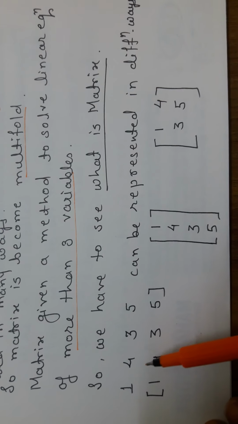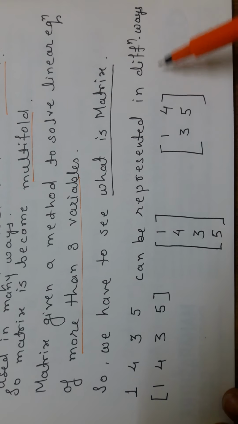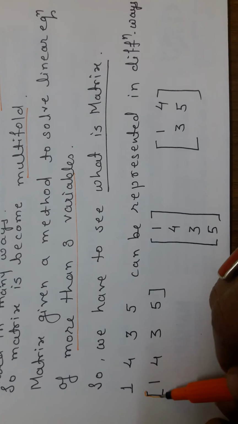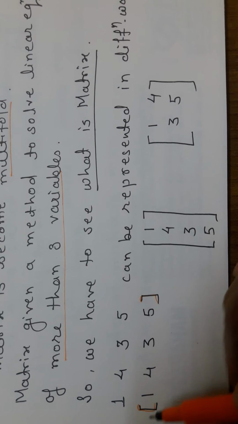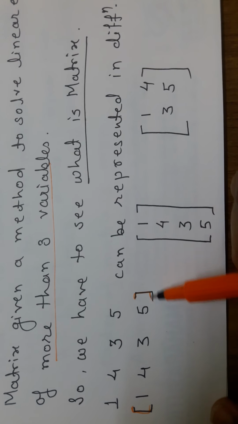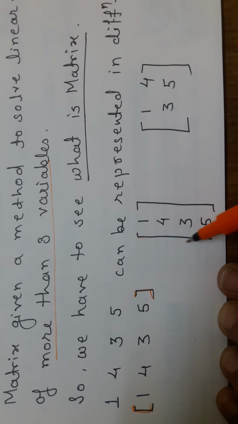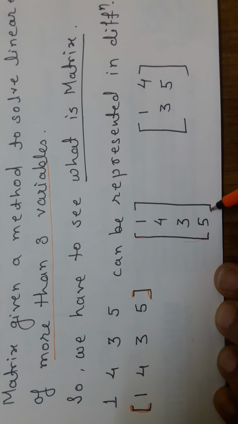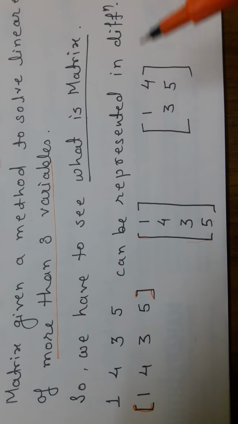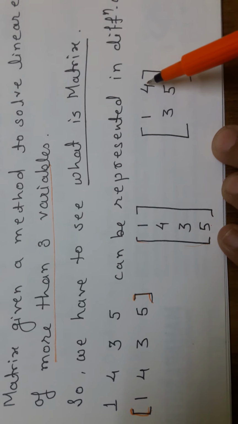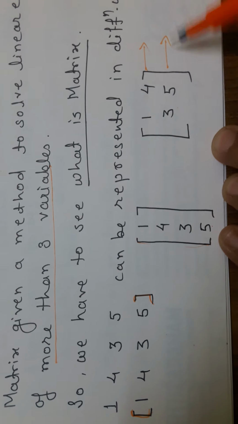If we have the 4 numbers 1, 4, 3, 5, they can be represented in different ways. In the first way, we have written 1, 4, 3, 5 without commas in a rectangular form. Next, 1, 4, 3, 5 are written in a vertical form and also closed with a bracket, that is a square bracket. Next, the first two numbers 1, 4 are written in the first row and 3, 5 in the second row.